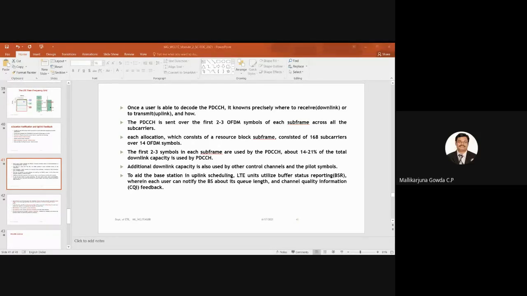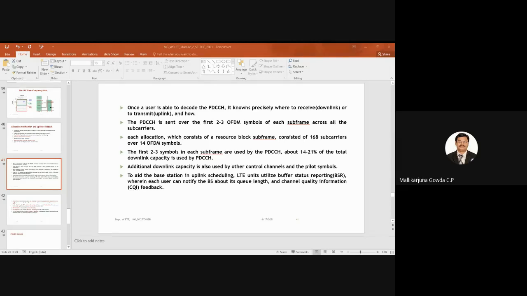Very good. Means you are with me. Fine. So first I said, what is the information carried over the PDCCH channel, that is the physical downlink control channel, right? I said the PDCCH will be sent over the first 2 to 3 OFDM symbols of each subframe across all the subcarriers.